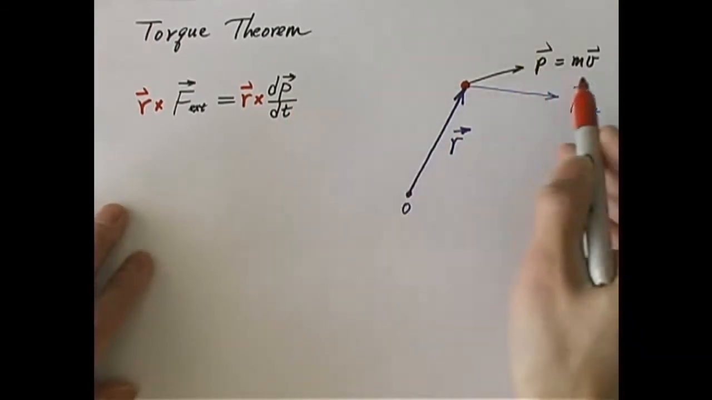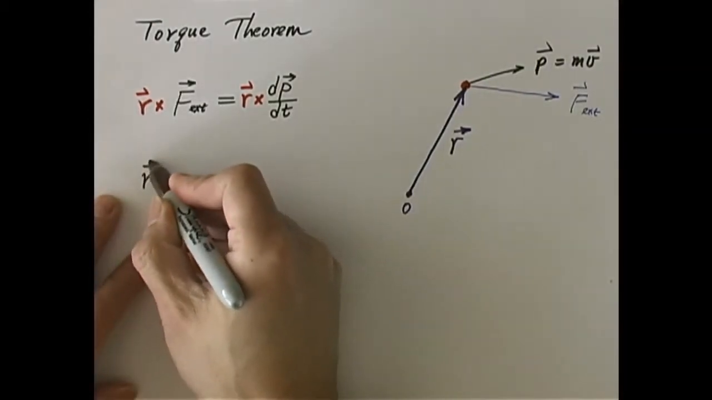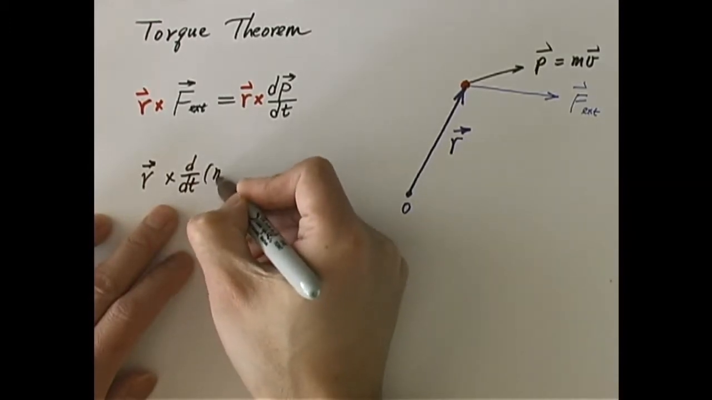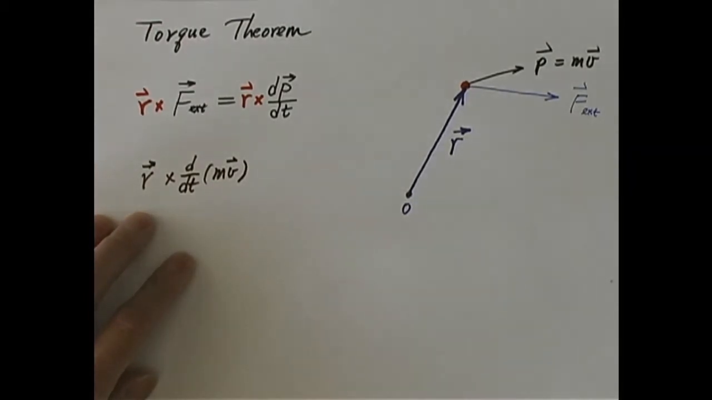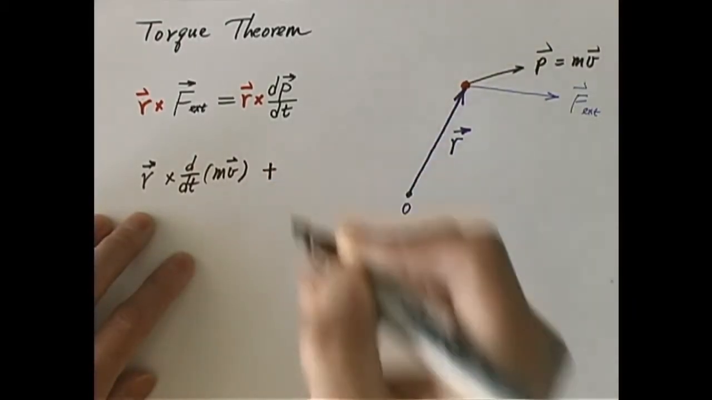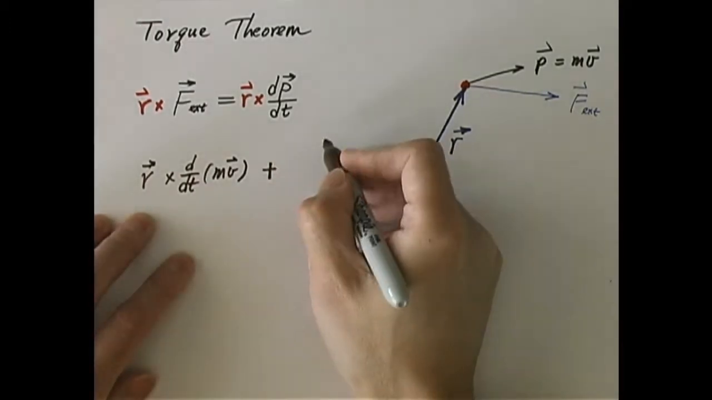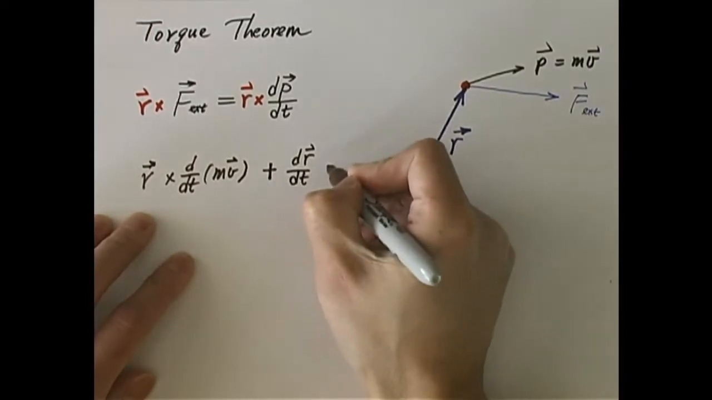What is p? p is m times v. Let me simplify the other side a little bit and see what we get. This is r cross d/dt of mv. How does one simplify it? Well, I'm going to simplify it by actually adding a term first. You will see why I do that. I'm going to add a term here, and that term is dr/dt cross mv.